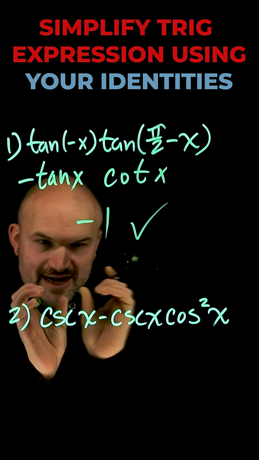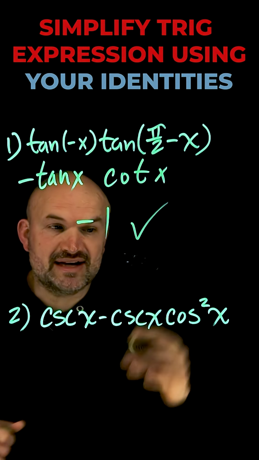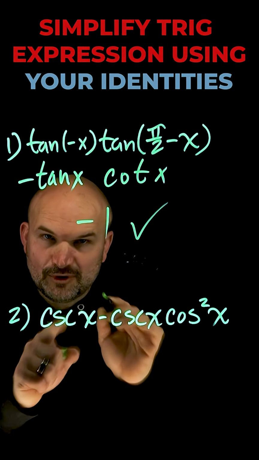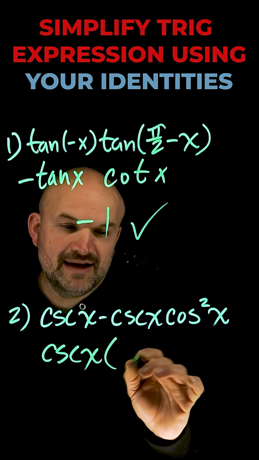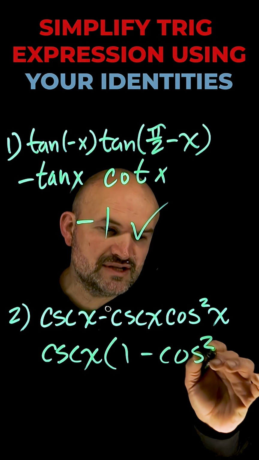Over here, you can see I have a cosecant of x minus a cosecant of x times cosine squared of x, but they both share a cosecant of x. So my little factoring is going to factor out that, and that's going to leave me with a 1 minus a cosine squared of x.